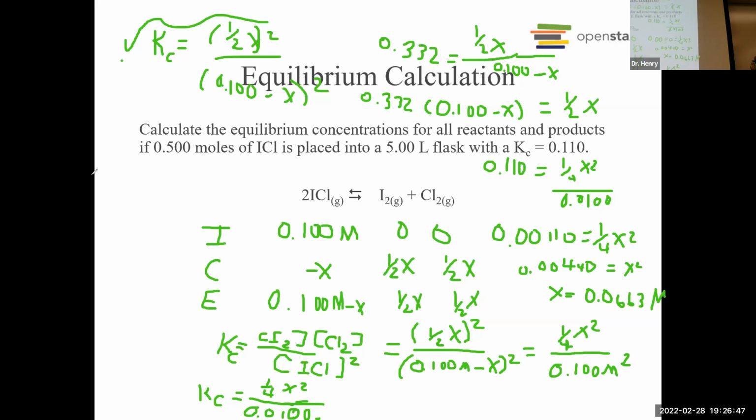So you can do either way, right? The other way is easier than the 5% rule, but you can do either way. This is one way, this is another way. There's also the quadratic formula.